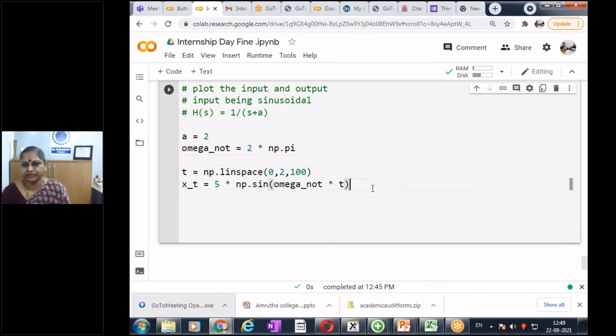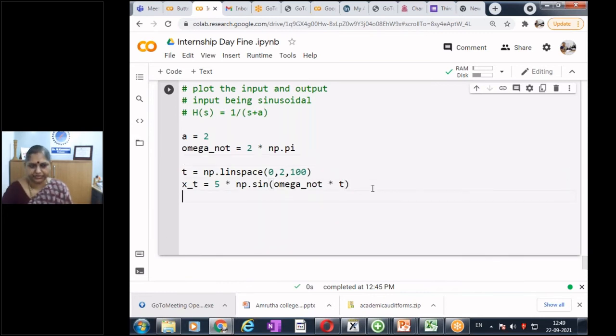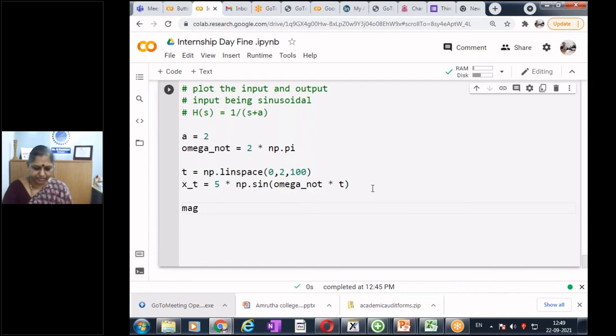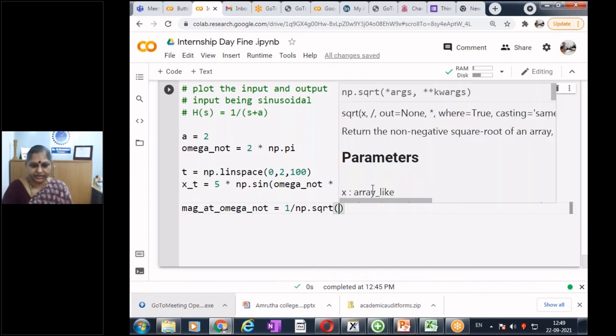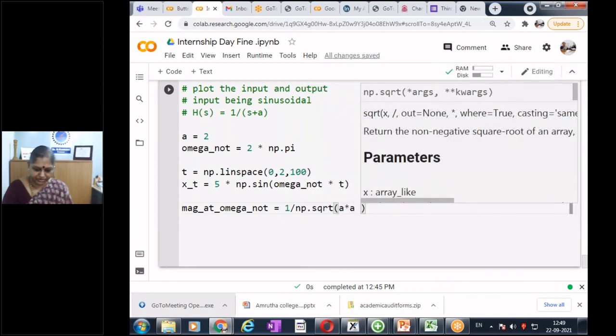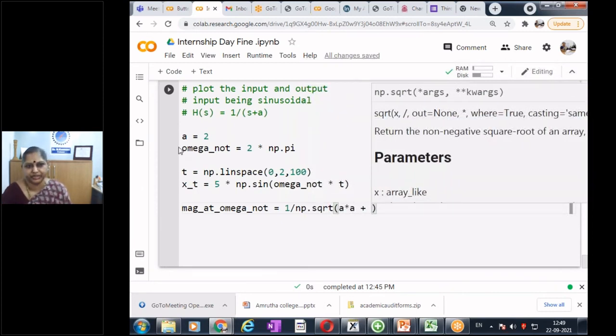We will write the corresponding output. We will write y of t. So the magnitude response, the magnitude at omega naught. What is the magnitude at omega naught? 1 by np dot square root of a square plus omega naught square.